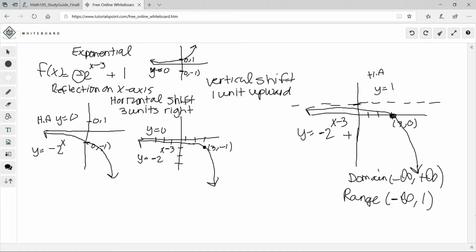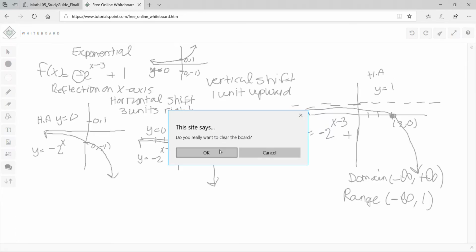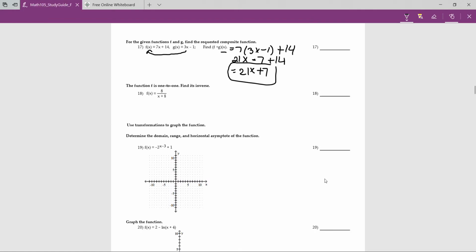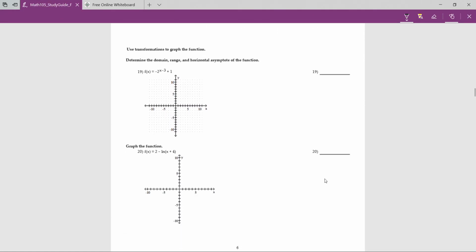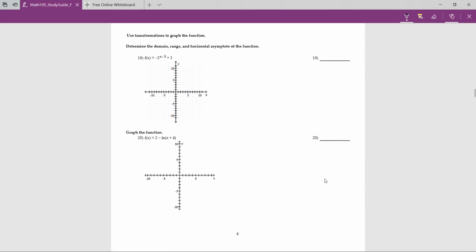Okay, so number 20, I guess, is another exponential graph. So in 20 it says graph f of x equals 2 minus ln of x plus 4.